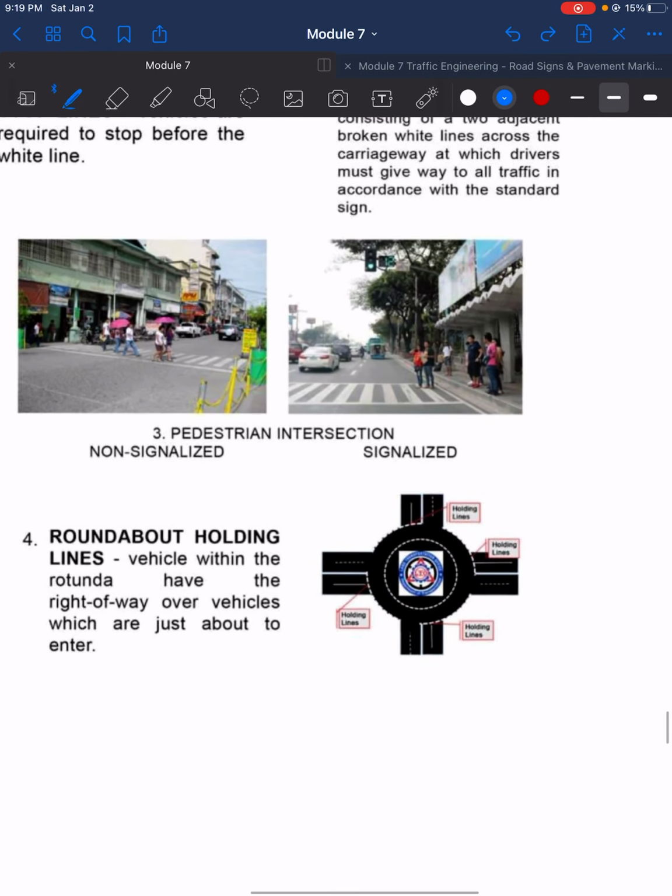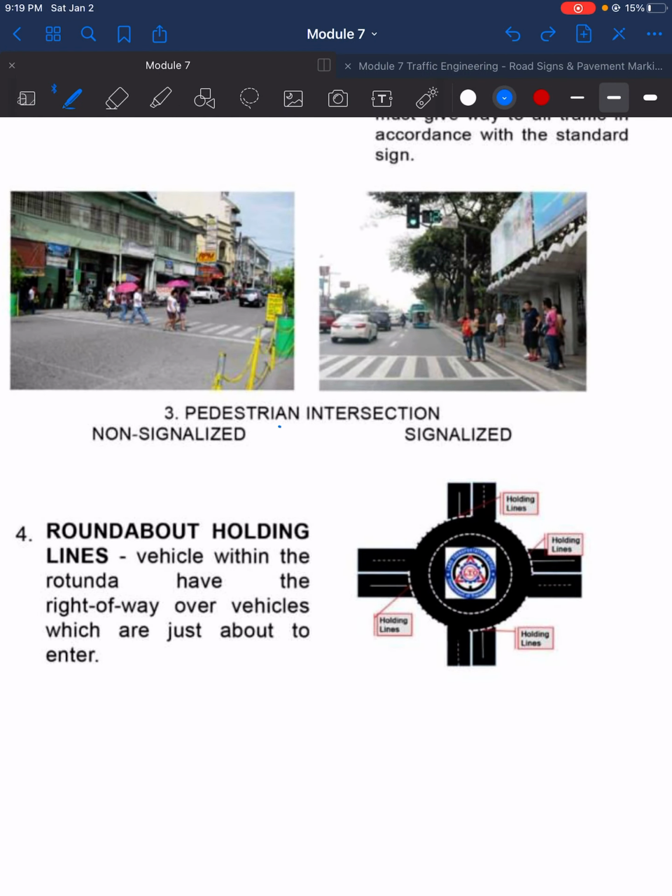Then, we have the pedestrian intersection. This is the non-signalized one, wherein pedestrians are prioritized. So, this is the non-signalized pedestrian intersection. Given the priority for the pedestrian, you are required to stop if someone is crossing. Here, at the signalized pedestrian intersection, if you notice, there is a stoplight that indicates who can use the road. If it is green, obviously the one who goes or uses the road is the vehicle. But if the color of the stoplight is red, it means the one who will use the road is the pedestrian.